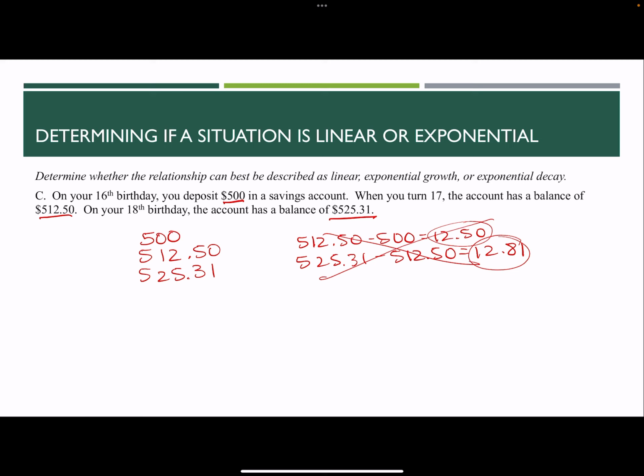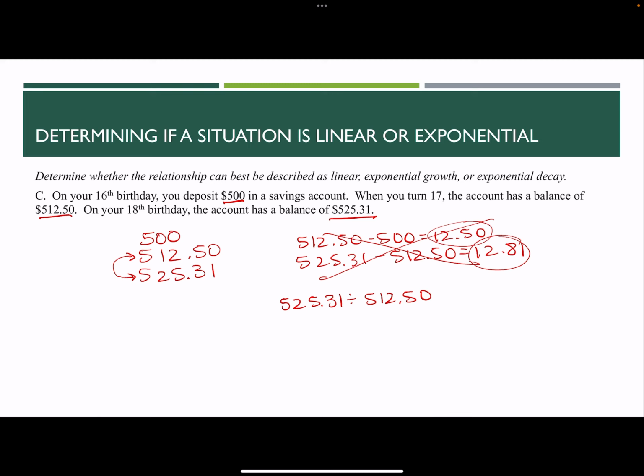And remember, my trick I told you that's always going to work. Use division. Take this last number and divide by the previous. So 525.31 divided by 512.50. You're going to use your calculator. Type that in. I'll give you a minute.